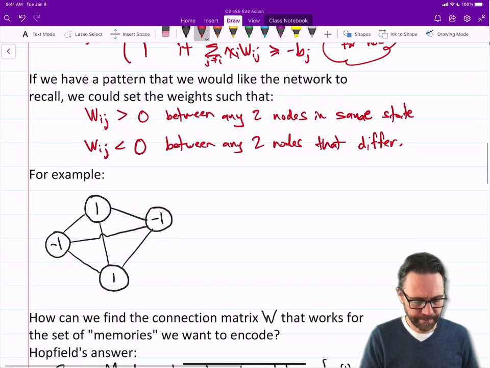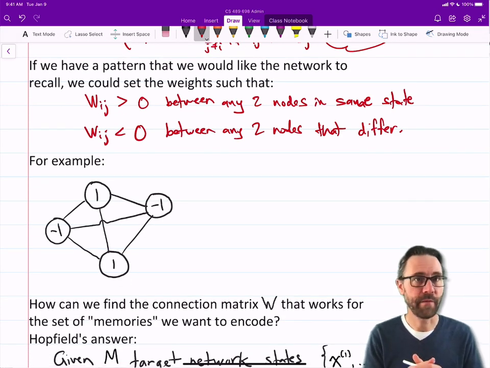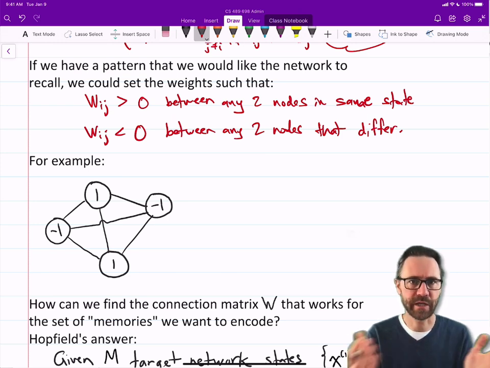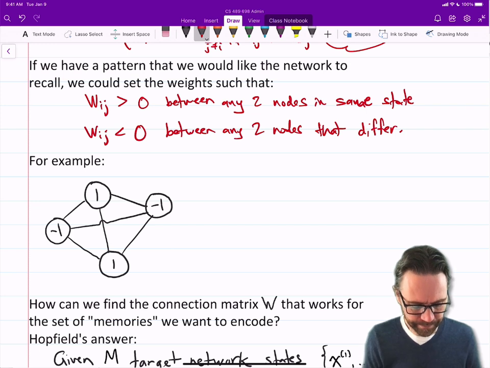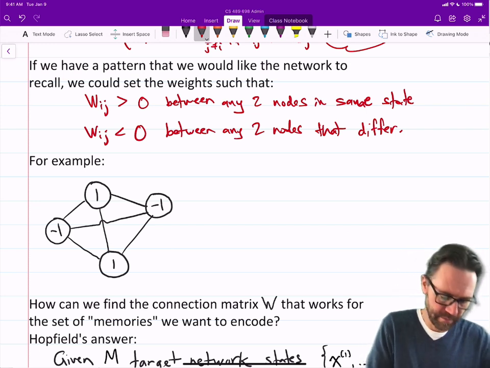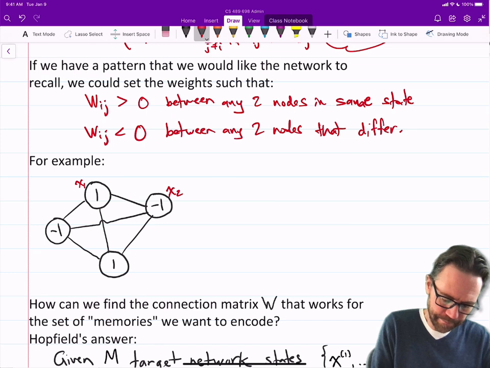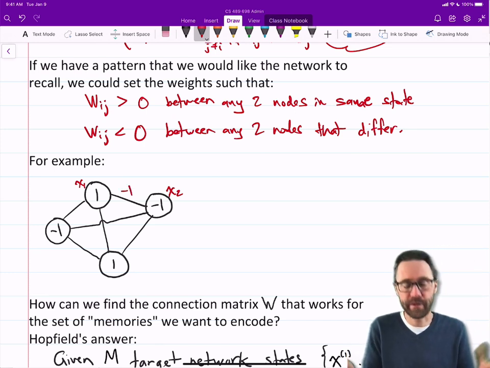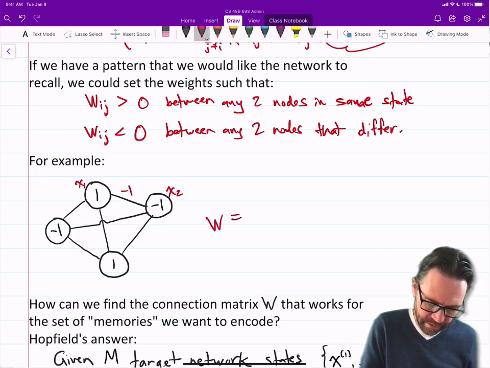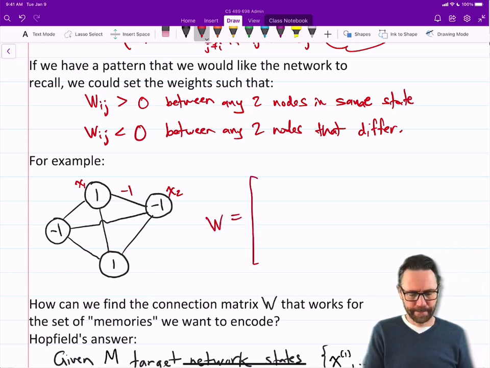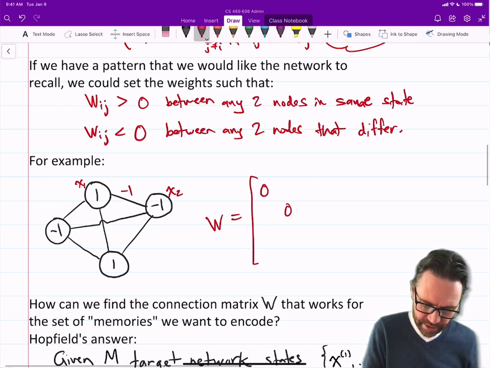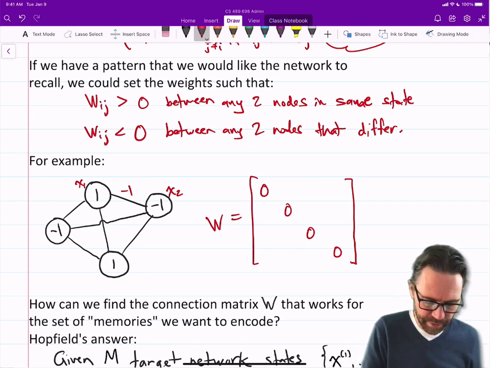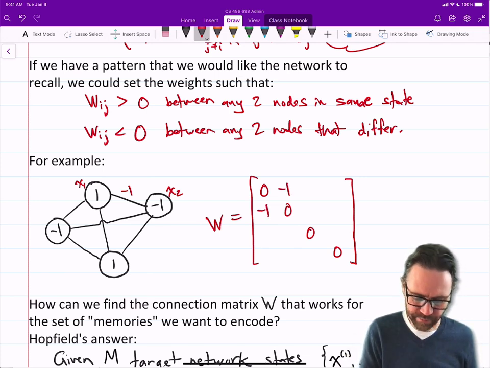Okay, so here's the example. I've got this Hopfield network with 4 nodes, and it's all connected, and I don't even bother with the arrows because I know that every connection goes both directions. Looking at x1 and x2, those are opposite sign, so I'm going to let that weight be -1. So my weight matrix is going to be zeros on the diagonal because the nodes don't connect to themselves. Between node 1 and node 2, we have a weight of -1.